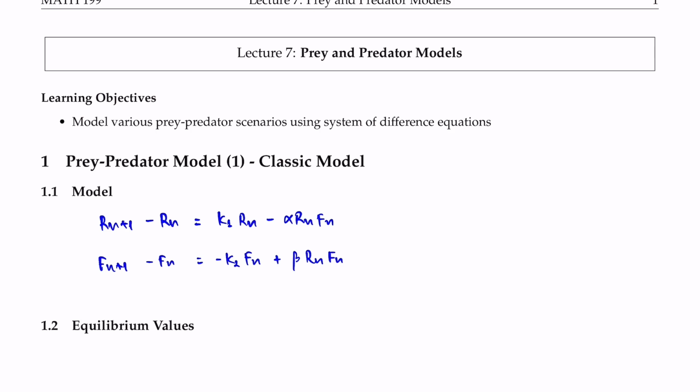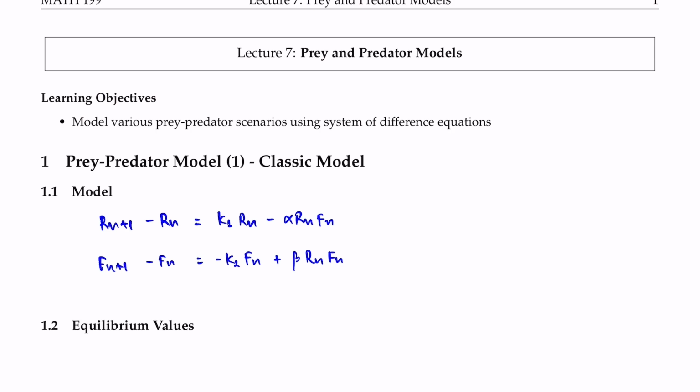In addition to that, you have the parameters in the system, where K1 is the natural growth rate of rabbits in the absence of foxes, alpha is the attacking rate of foxes, or you can think of that as the death rate of rabbits in interactions with foxes. K2 is the death rate of foxes in the absence of rabbits, and beta is the growth factor of foxes due to the presence of rabbits.